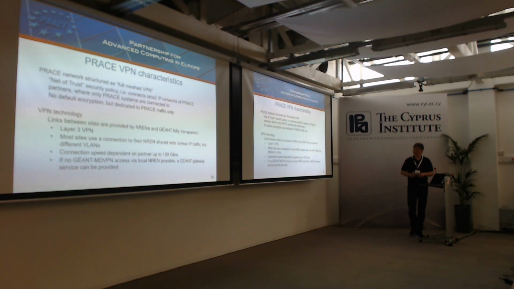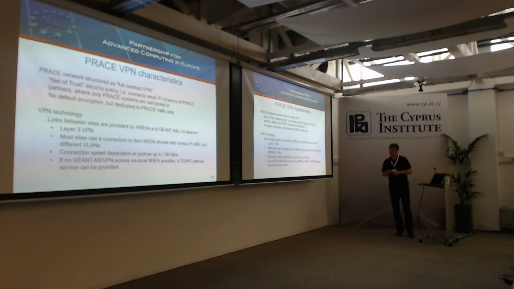First, the PRACE network structure. The structure is a full mesh VPN. You can reach each other via these links. Maybe it's not really anyone to anyone, but logically it's anyone to anyone. Of course, we use the PRACE geo infrastructure where maybe the links are shared. So the zero trust security policy is to connect small IP network PRACE partners where only PRACE systems are connected to. There's no change, it's only going from physical to virtual. No default encryption, but dedicated to PRACE traffic.